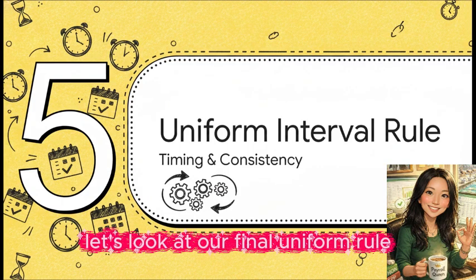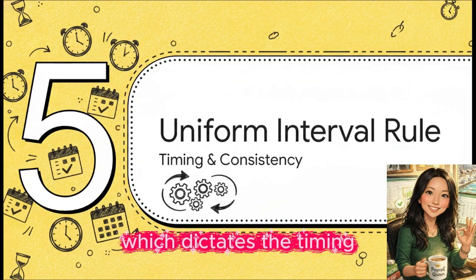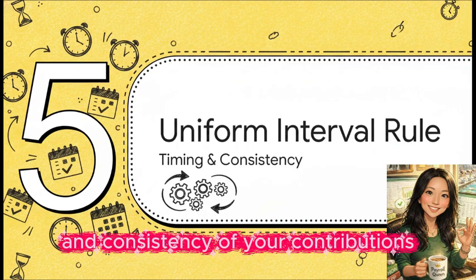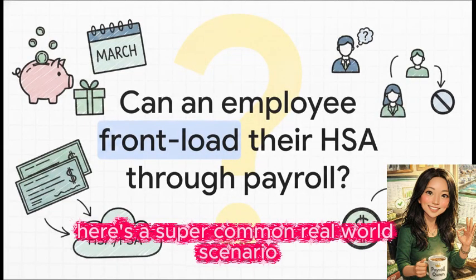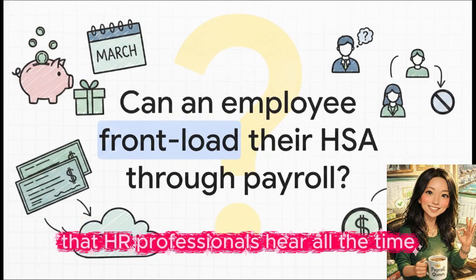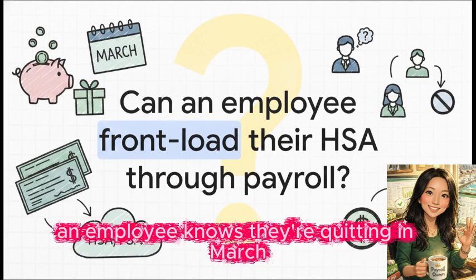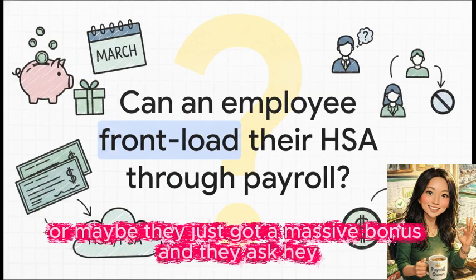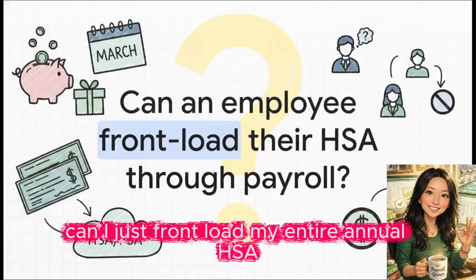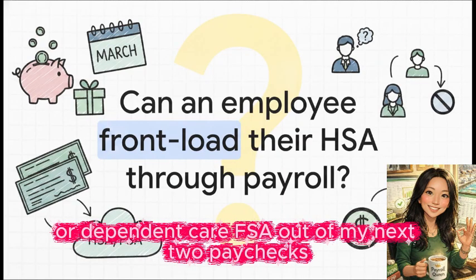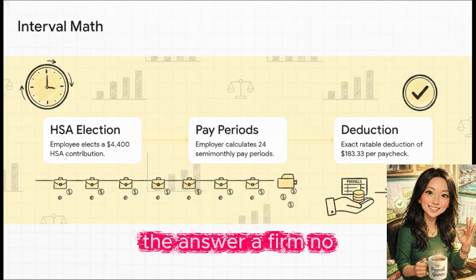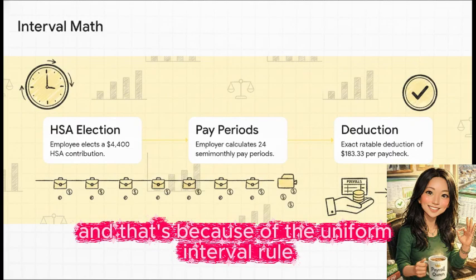Let's look at our final uniform rule, which dictates the timing and consistency of your contributions. Here's a super common real-world scenario that HR professionals hear all the time. An employee knows they're quitting in March, or maybe they just got a massive bonus, and they ask, hey, can I just front-load my entire annual HSA or dependent care FSA out of my next 2 paychecks? The answer? A firm no. And that's because of the Uniform Interval Rule.